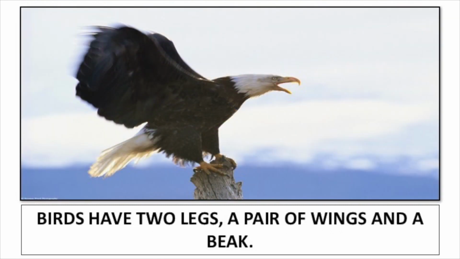Birds have 2 legs, a pair of wings, and a beak. Yes, a bird doesn't have a mouth like we do. This part of the bird here, where its mouth should be, is called its beak. Yes, and the wings, a set of wings for flying, and then the legs. And you can see at the ends of the legs, they don't have feet. Birds have claws.